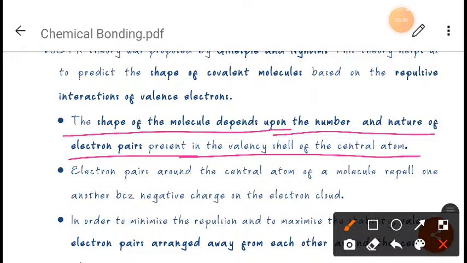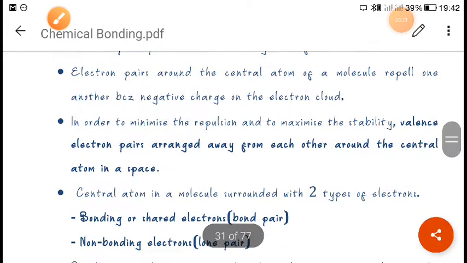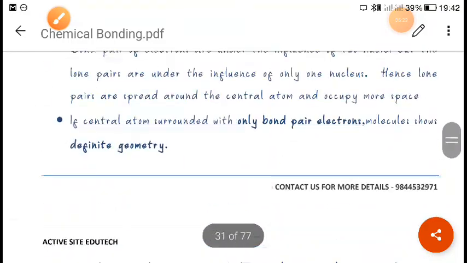Next, when we talk about the magnitude of the different types of electronic repulsion, it will follow an order which is written here. As you can see, it will follow the order.